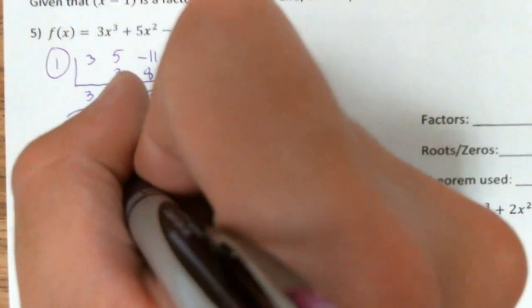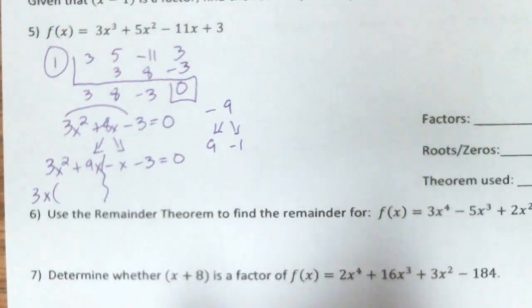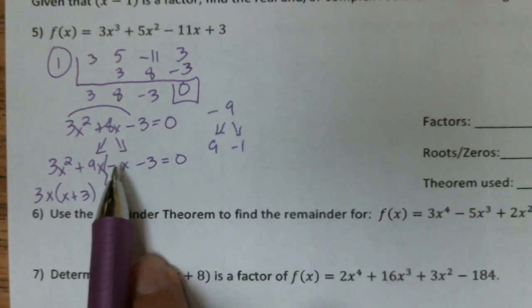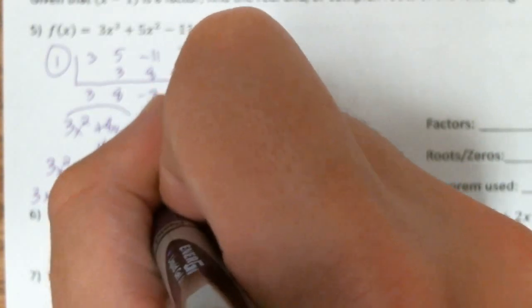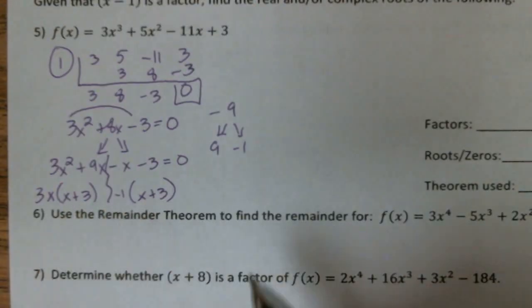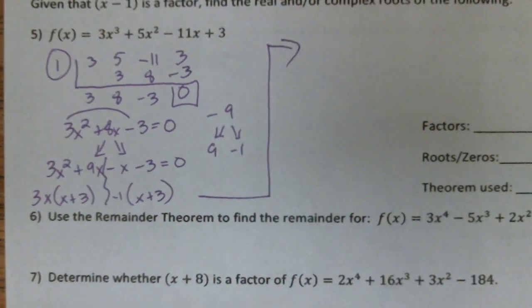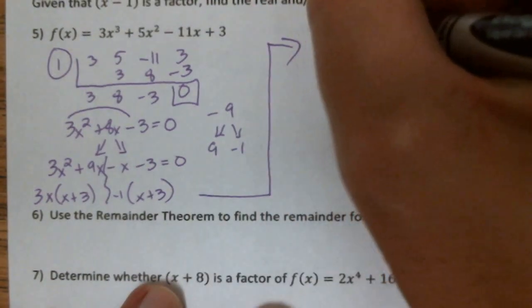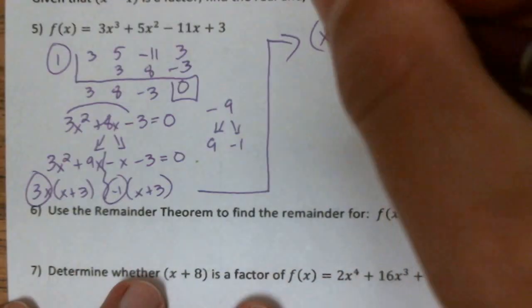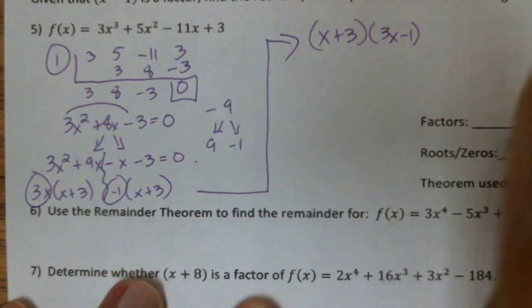And now I can draw my curtain and group. I can pull out a 3x. That will leave me with x plus 3. When you do the curtain, the grouping method, when that front term is negative, you must pull out a negative. So I'm pulling out a negative 1. That is also going to leave me with x plus 3. Okay, my two binomials in the parentheses match, so that's good. Bring this up here. So my two factors are going to be x plus 3, the matching parentheses, and then the stuff left over on the outside, which is going to be 3x minus 1.